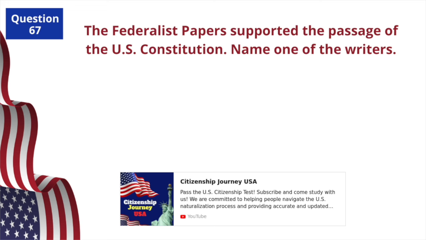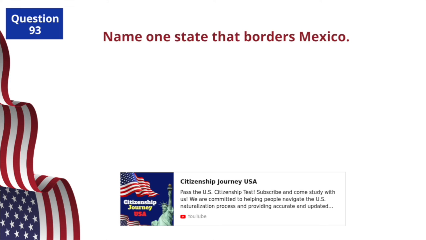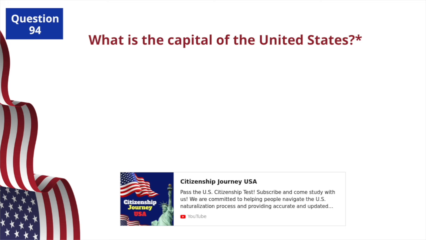The Federalist Papers supported the passage of the U.S. Constitution. Name one of the writers. James Madison. Name one state that borders Mexico. California. What is the capital of the United States? Washington, D.C.